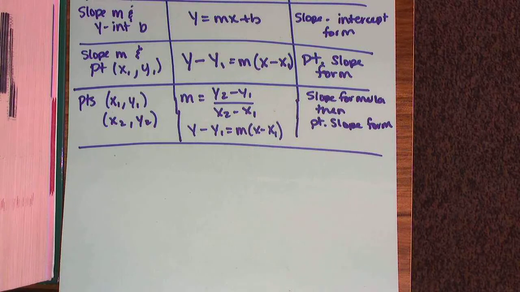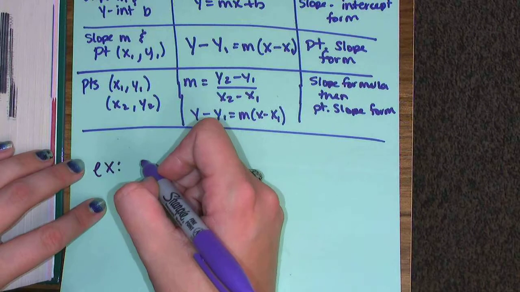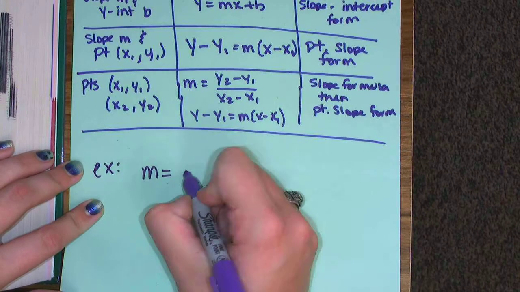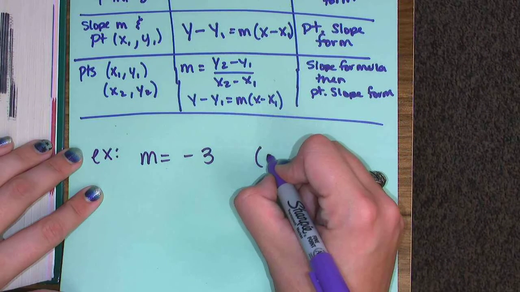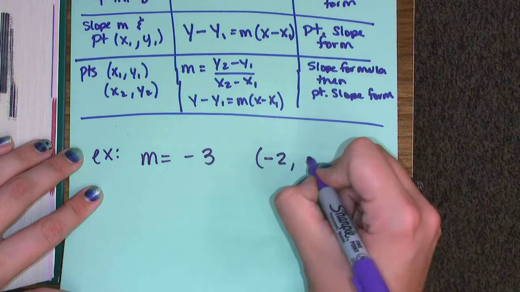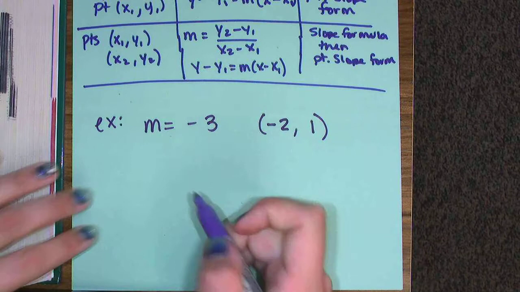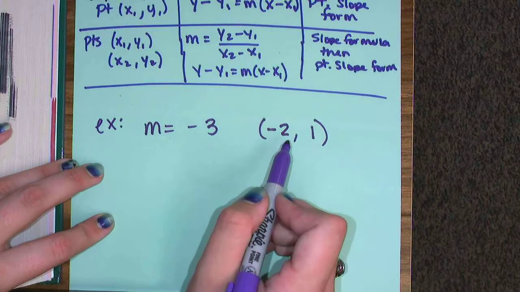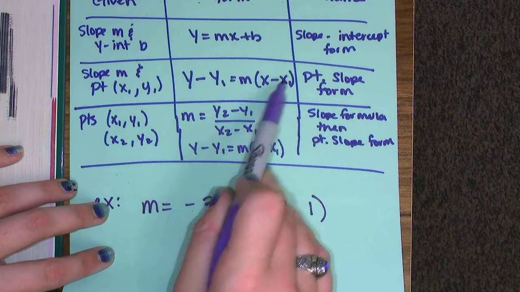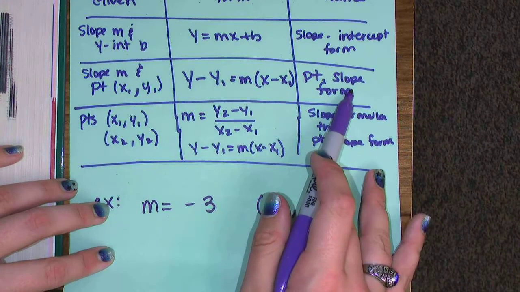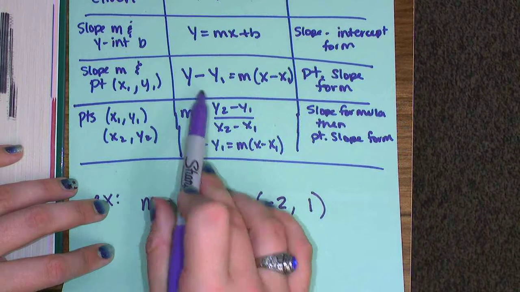Let's just say I was given a slope of -3 and I was given the point (-2, 1). Just something real simple here. I'm given a slope and I'm given a point, so that's this second form here. It's called point slope form. Really easy. I'm given a point and a slope, so it's point slope form, and I'm going to use this formula.